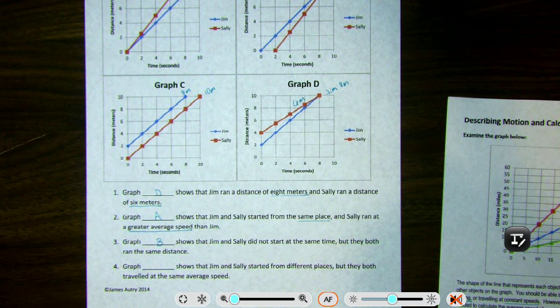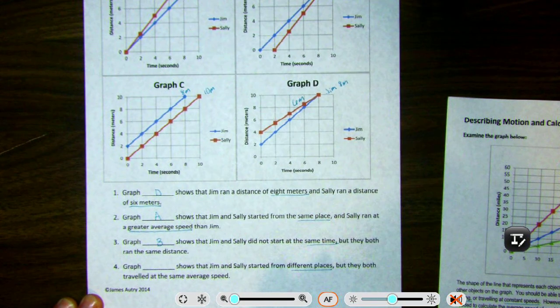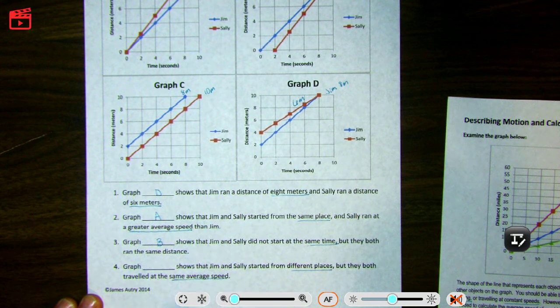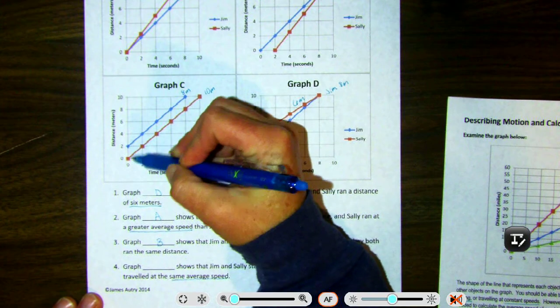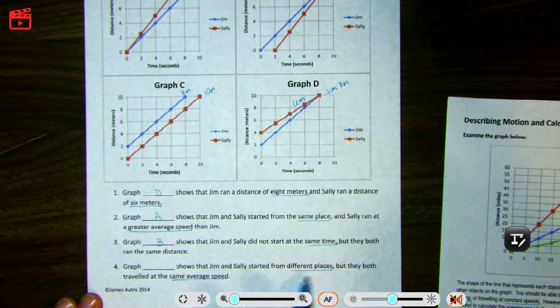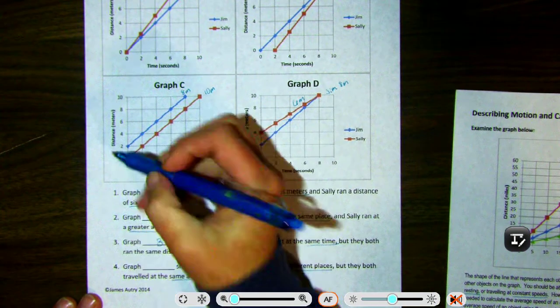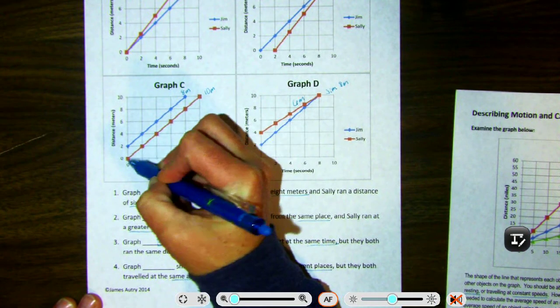Graph blank shows that Jim and Sally started from different places. And I guess I should underline that at the same time, but they both traveled the same average speed. So we need to compare that too. So different places, the graph we need it to be graph C, that marks out, right? And they had the same average speed, meaning our slopes would be the same. And here they are, parallel, exactly the same. We just started from different meters. Okay, so that is C.